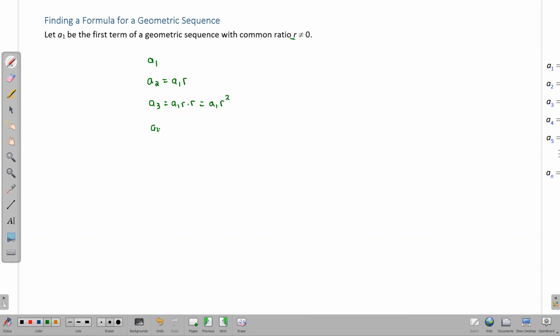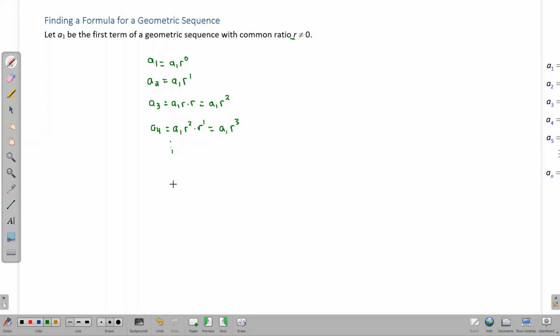To get A4, again, we multiply the previous term, which is this, times R. So A1 R squared times R. Using exponent properties, we would add the exponents, so it would be A1 R cubed. At this stage, you should start to see a pattern. Notice every single value in the sequence starts with A1, and then they have R's that have increasing powers. The very first one you could actually say does have an R. It's R to the 0 power, and then first power, second power, third power. And this pattern is going to continue.